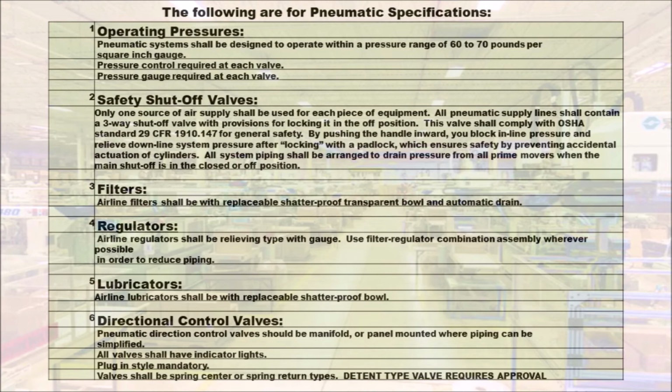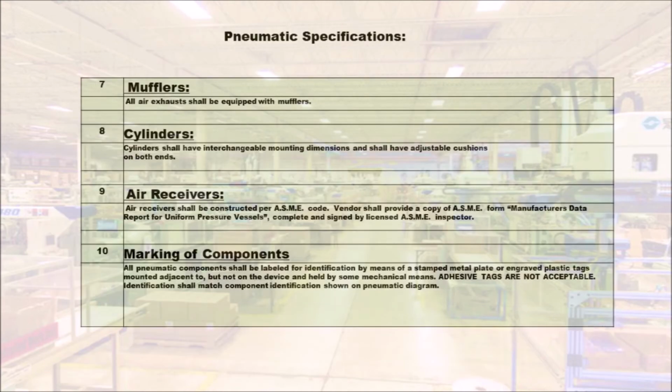Directional control valves. Pneumatic directional control valves should be manifold or panel mounted where piping can be simplified. All valves shall have indicator lights. Plug-in style mandatory. Valves shall be spring center or spring return types. Detent type valve requires approval. Mufflers. All air exhausts shall be equipped with mufflers. Cylinders. Cylinders shall have interchangeable mounting dimensions and shall have adjustable cushions on both ends.